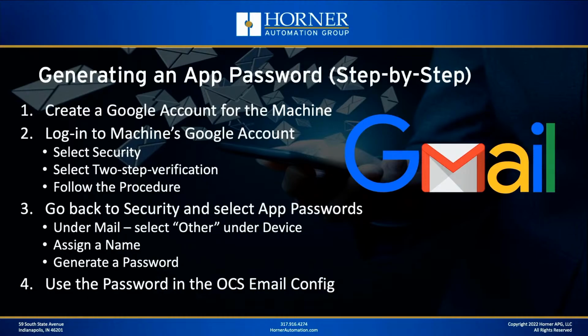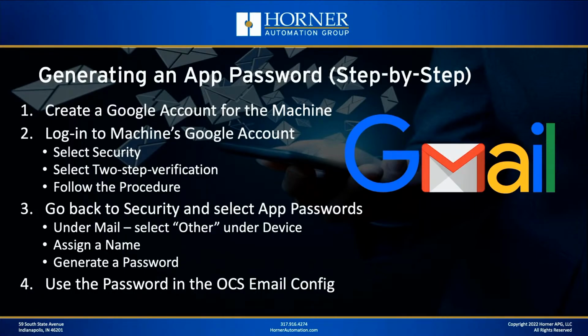Well, the first thing you need to do if you haven't done so already is to create a Google account for the machine. Now, if the machine already had a Google account, which therefore generated a Google email, then that step has already been completed. But once it has been completed, next you need to log in to the Google account. And once that's happened, you need to select Google Apps, select Security, select two-step verification, and then follow that procedure to the end.